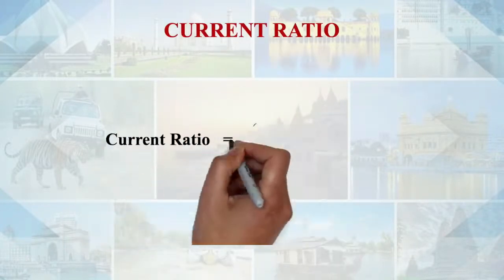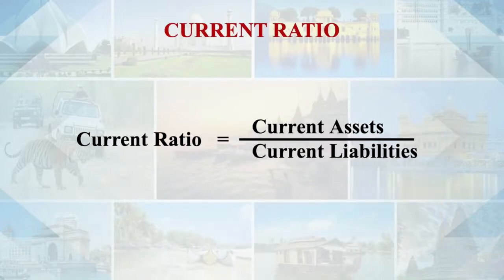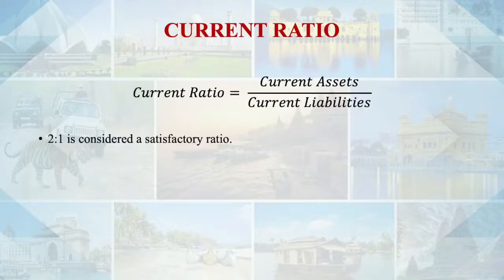So if it is a good ratio, 2:1, it means the company has sufficient current assets and timely the company will be able to pay its short-term liabilities. So now let us see how we are going to calculate the current ratio. The formula to calculate current ratio is current assets divided by current liabilities, and as I already told you, 2:1 is considered a good or satisfactory ratio.